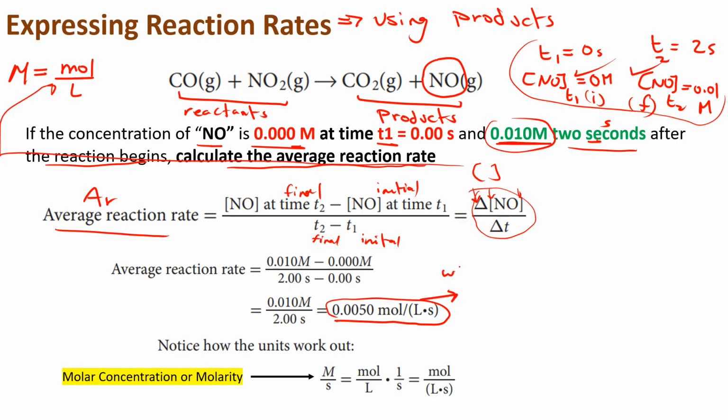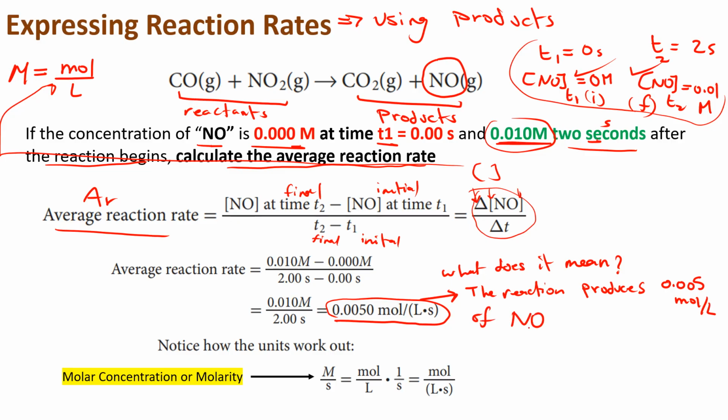What does this mean? What does it mean? What is the meaning of this number? It means the reaction above produces 0.005 mole over liter of NO, nitrogen monoxide, every 1 second. So the rate of this reaction is that it's producing 0.005 mole per liter of NO, which is nitrogen monoxide, every one second.